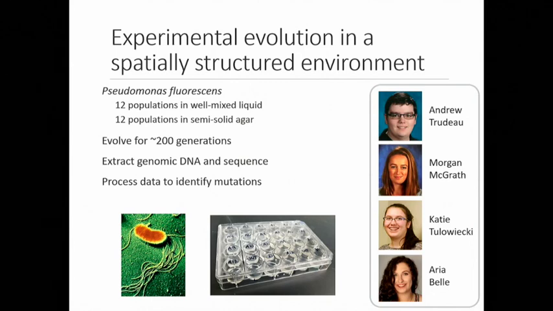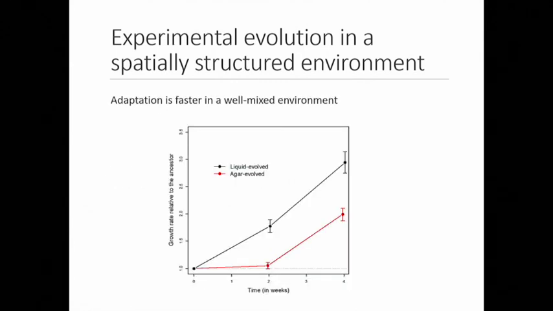We're still processing that data at this point, but what I will show you is some of the results at this point. This is just now showing you the results in terms of the adaptation over the 200 generations that we evolved them for. So down here on the x-axis, we have time in weeks. 2 weeks is about 100 generations in this setup. And then we have a relative growth rate relative to the ancestor on the y-axis. You can think about this as a measure of relative fitness.